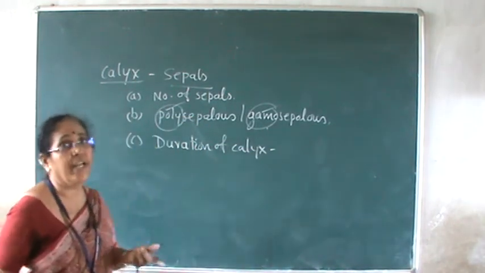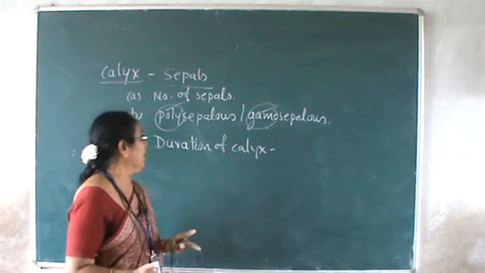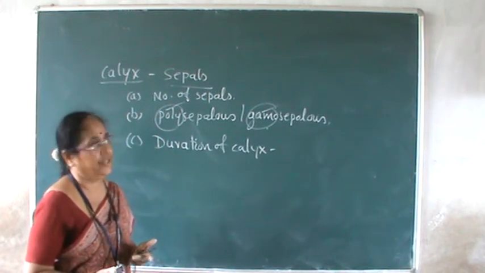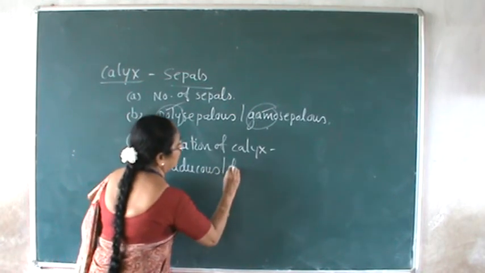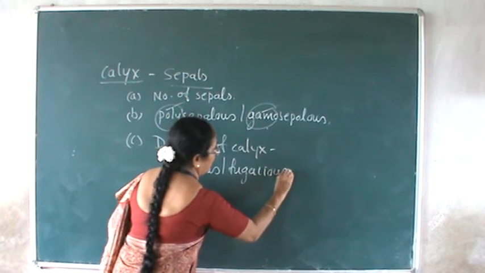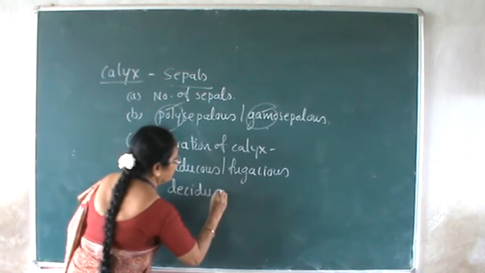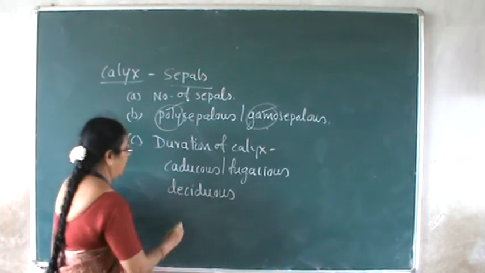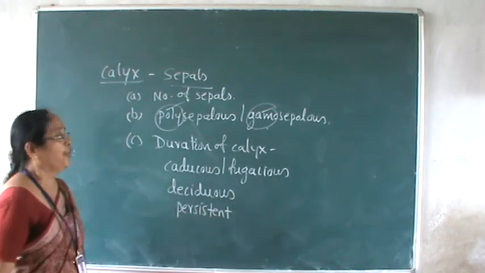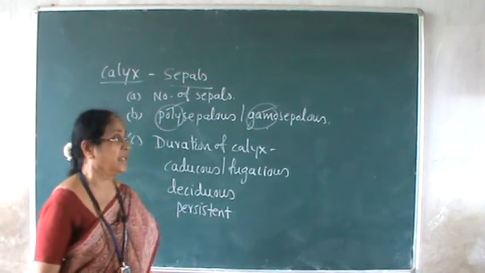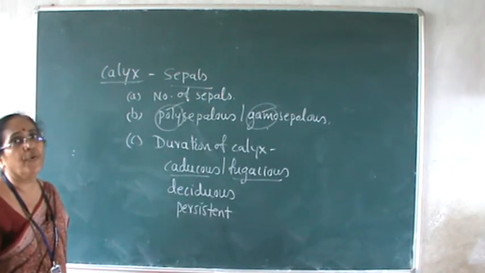Okay. How long the calyx stays on the flower, whether it stays one day, stays permanently, or falls off immediately, that is the thing. And based on the duration of calyx, the calyx can be described as caducous or fugacious. Okay. Second, deciduous. And the third is persistent. Okay. Duration of the calyx. Based on duration of calyx, caducous or fugacious. Pronounce properly. It is caducous or fugacious.